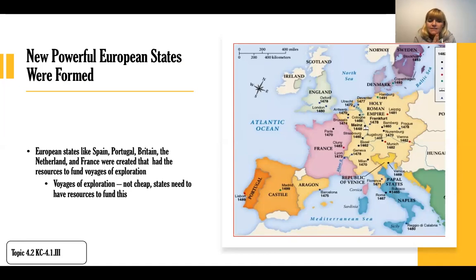So you're going to see states like Spain, Portugal, Great Britain, the Netherlands, which is not on here but is right around here, and France. These major European states are going to become more and more powerful, and they're going to develop more and more resources. They're going to gain more and more money from engaging in this trade, and this money will be used to fund voyages of exploration.